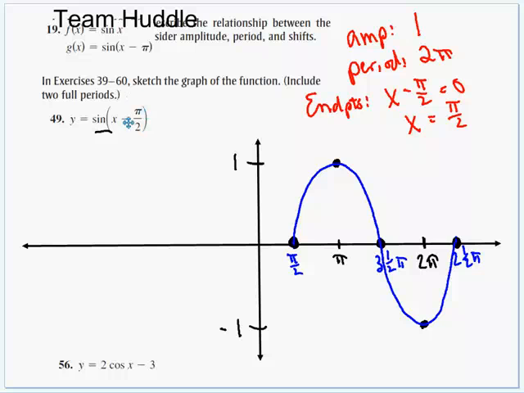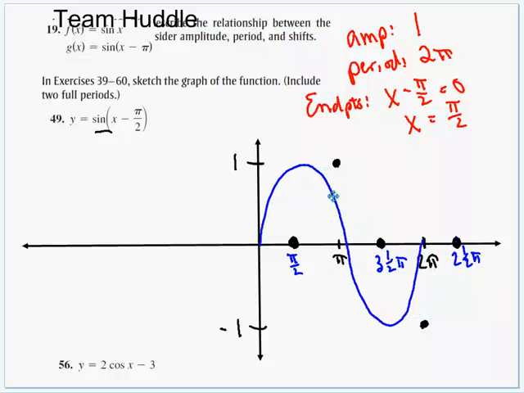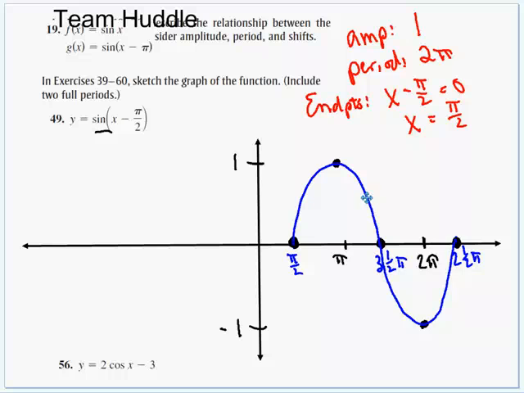Again, this half pi was a shift. It moved our graph to the right half pi units. You know, we usually start at 0, end at 2 pi, and have our x-intercept right about in the middle. So that minus a half pi radians just shifted us over. Boom.